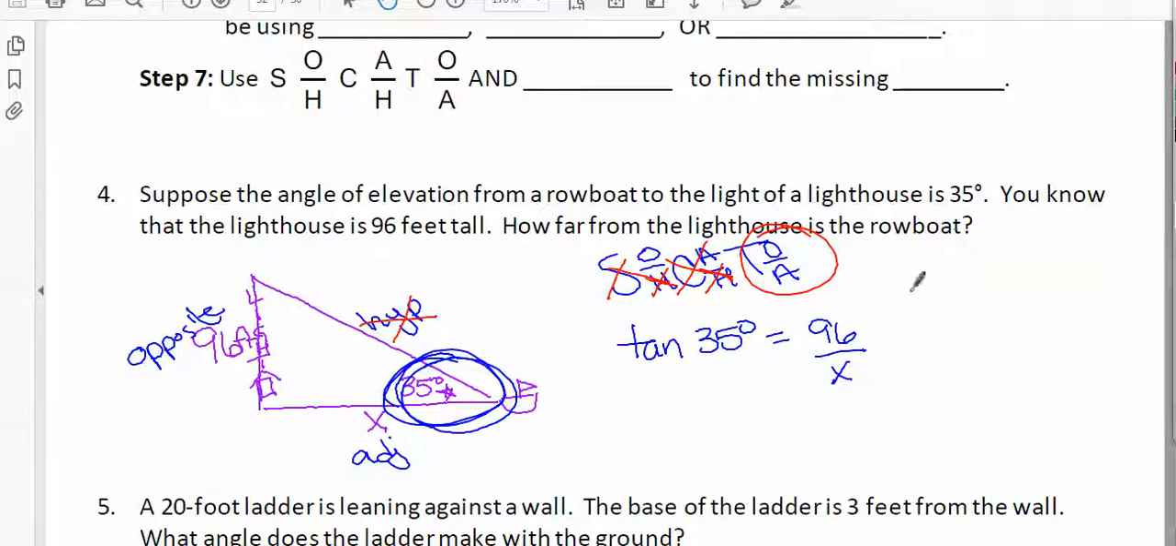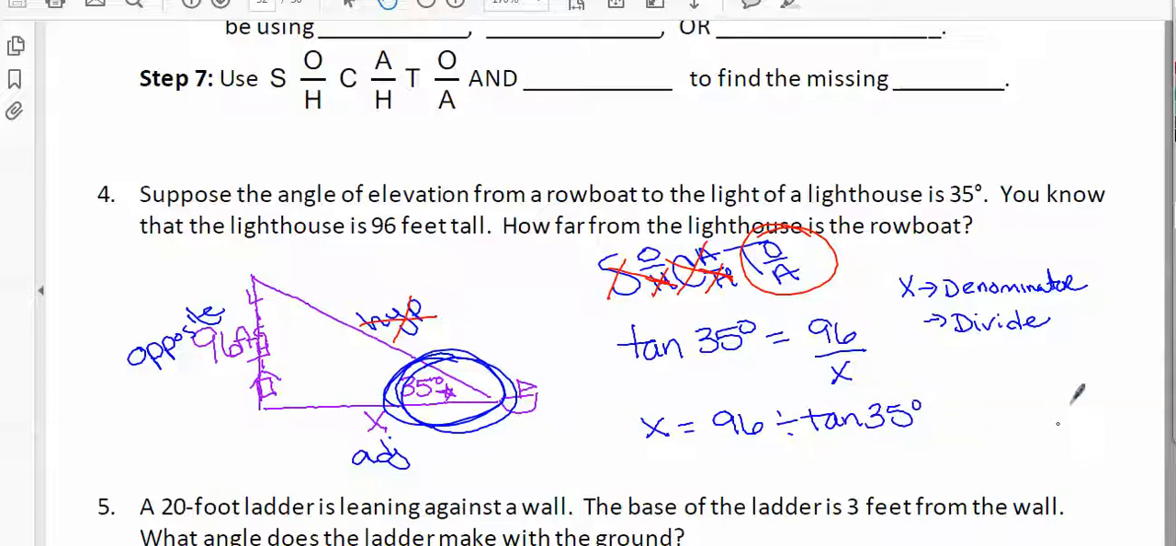So I'm asking myself now, where is x? X is in the denominator. It's down, so what do I do? I divide. So x equals 96 divided by tangent of 35 degrees. I'm going to put that in my calculator.